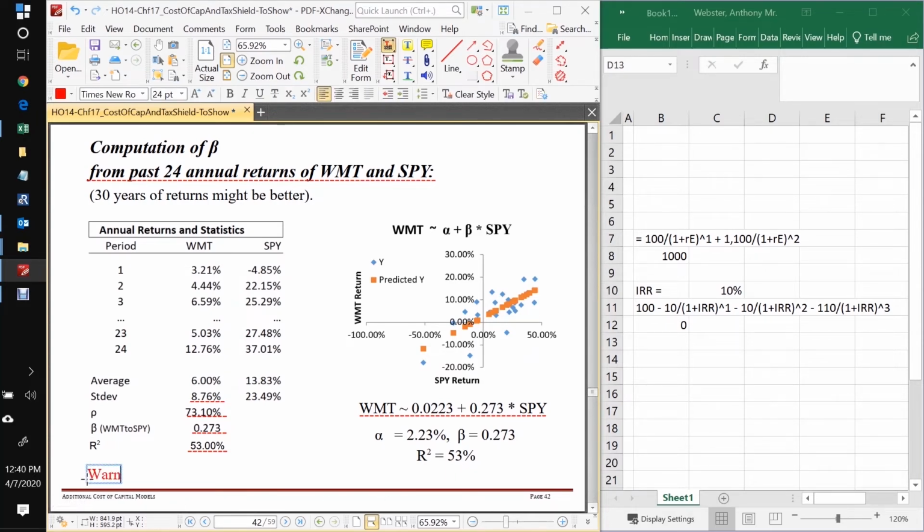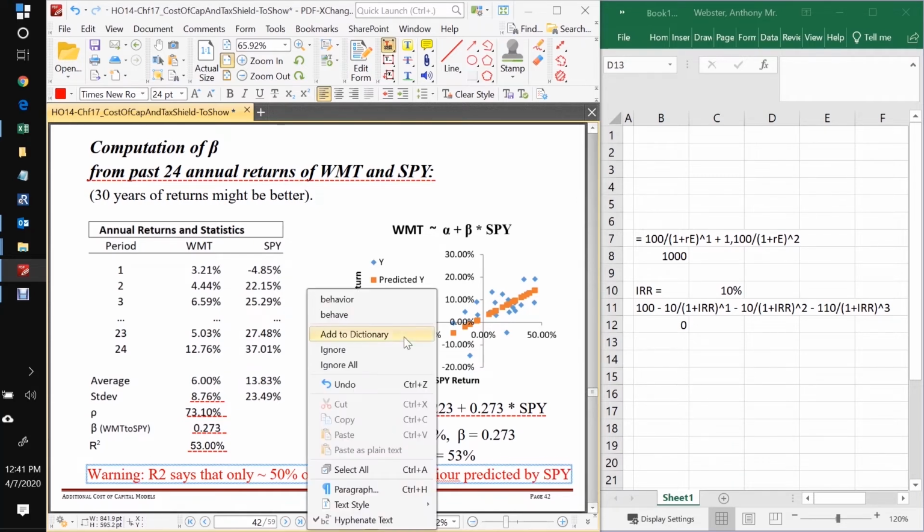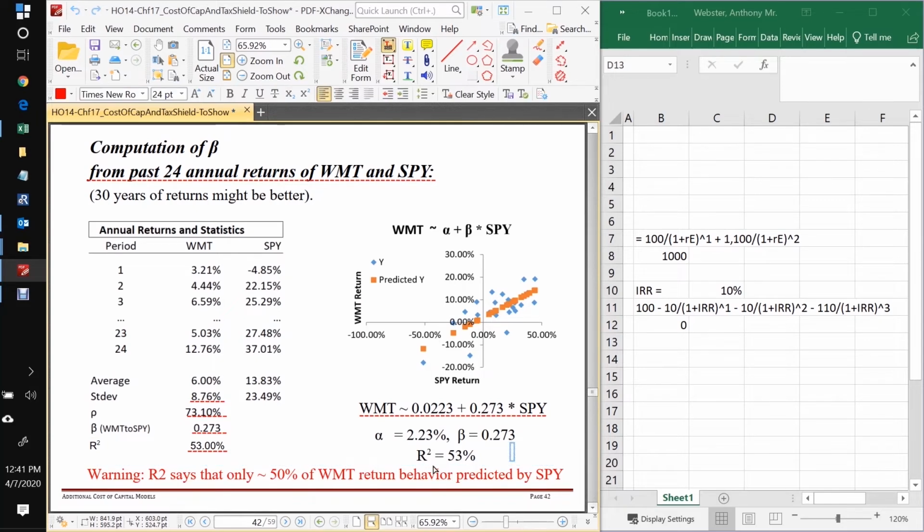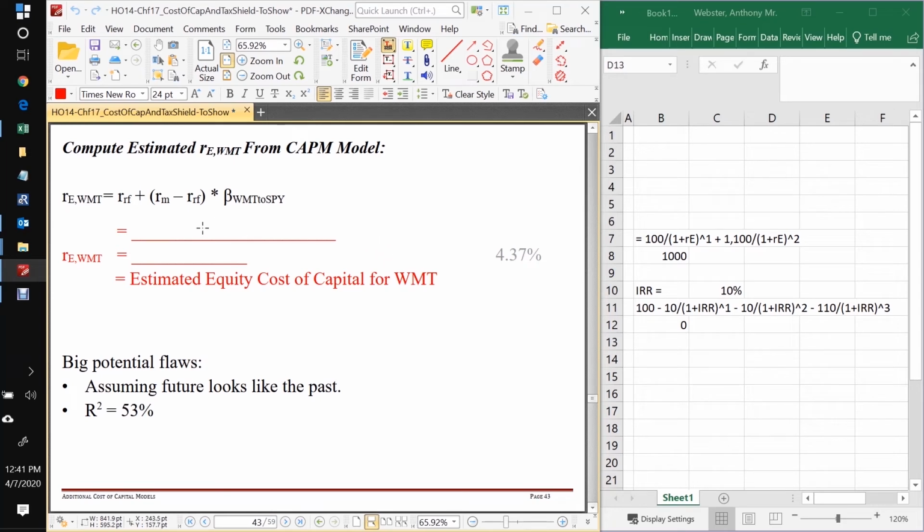Okay, so let's put in a warning. R squared says that only about 50% of WMT return behavior is predicted by the behavior of the SPY returns. So that's maybe not so good. It would be nice to have something higher than that. But now we have all the inputs that we need, so that's great.